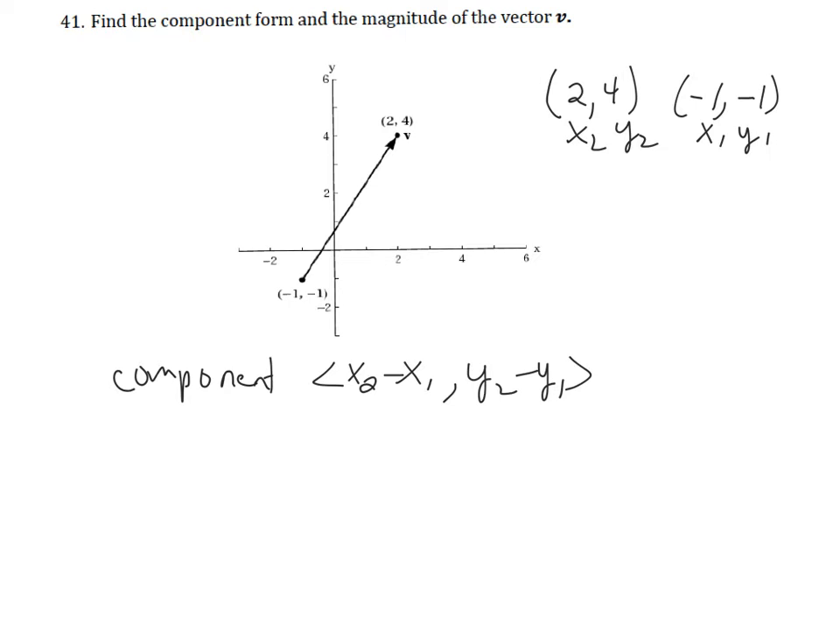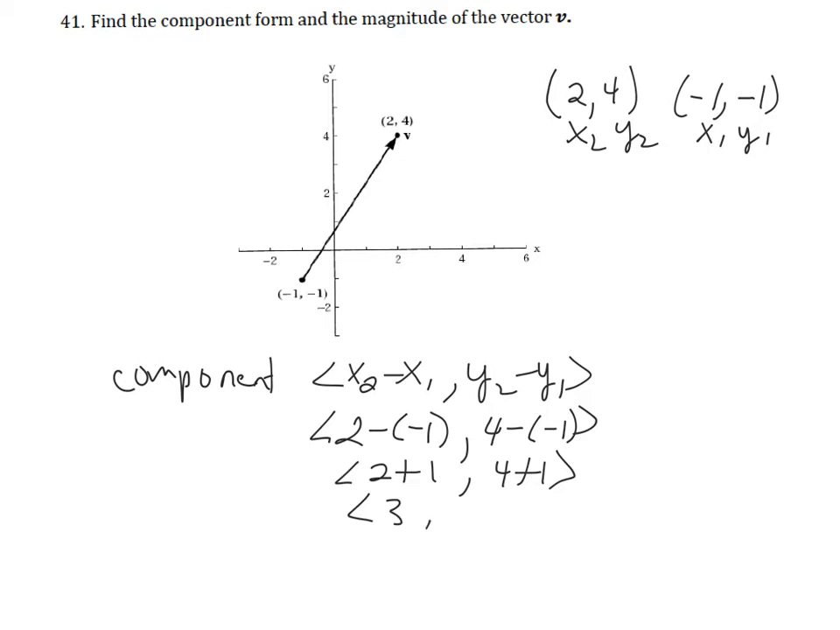So if we stick it into the formula, so it's just the difference of the x's and y's, it will be 2 minus a -1 for our x, and 4 minus a -1 for our y. And that's going to be 2 plus 1 and 4 plus 1. So it's 3, 5 for our component form.